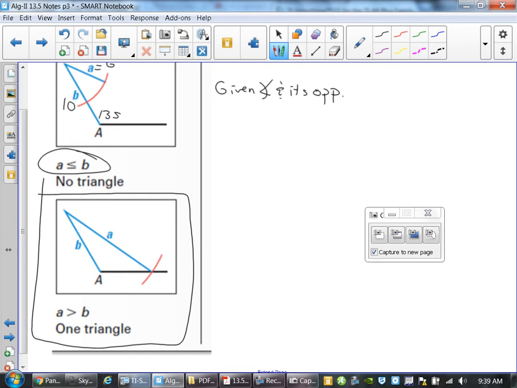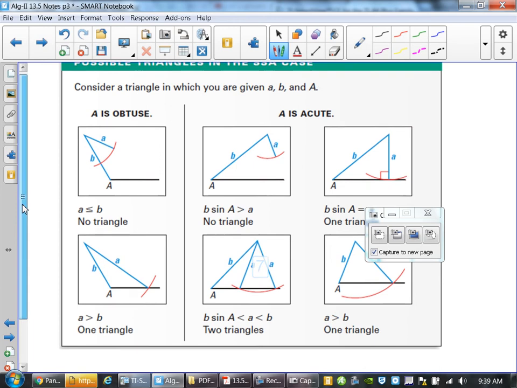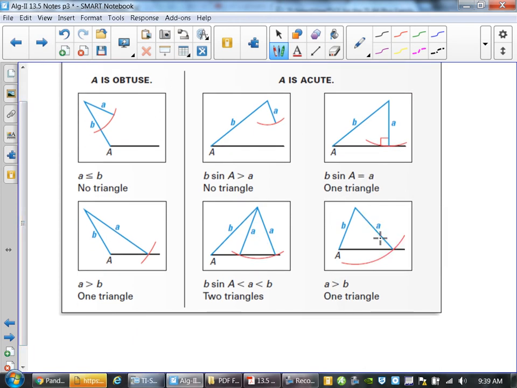The acute ones are a little bit more of the weird ones of how they set up, because you're going to get the possibilities of having multiple triangles. And as we go through these a few times, you're going to start to see that there is a little pattern that occurs. So yesterday, you didn't have to worry about this.